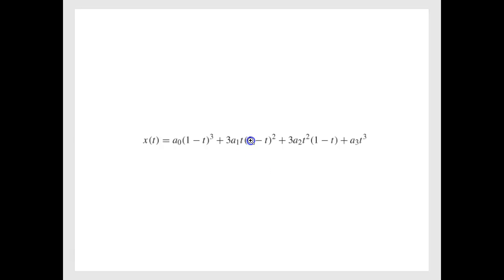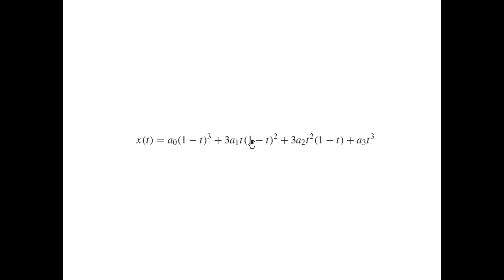I don't know, maybe this is way too much emphasis on it, but some of you may be interested in computer graphics. So, in case you are, here it is. All right. Here's your x of t based on 4 curves. A0 times 1 minus t cubed plus 3a1 t times 1 minus t squared plus 3a2 times t squared times 1 minus t plus a3 t cubed.